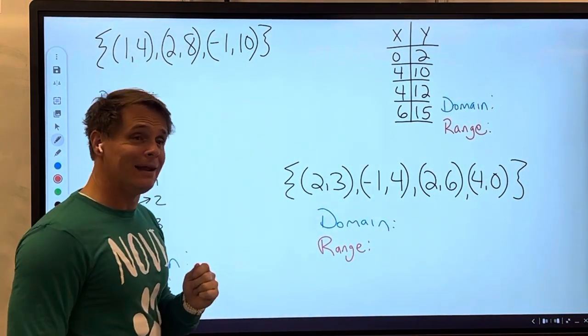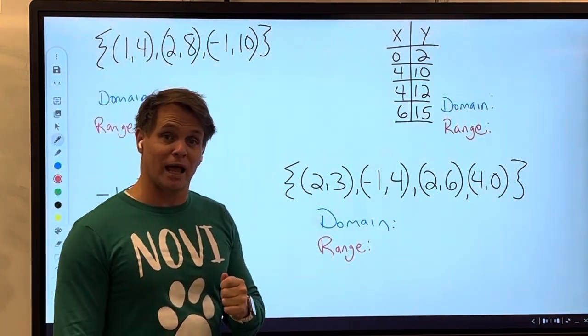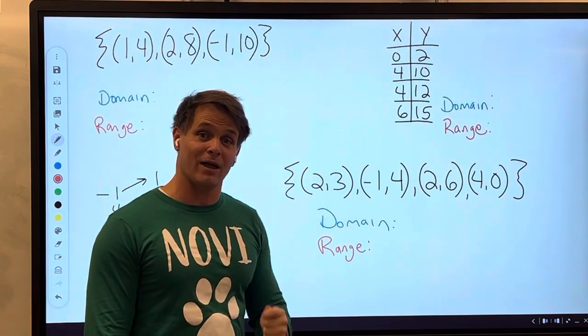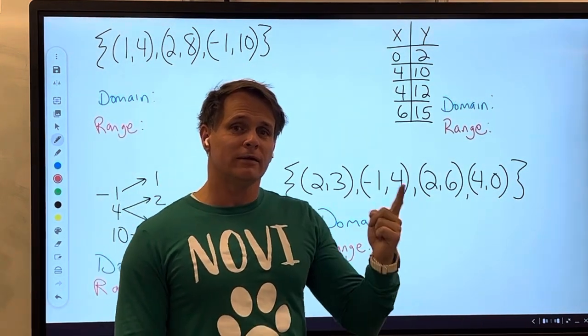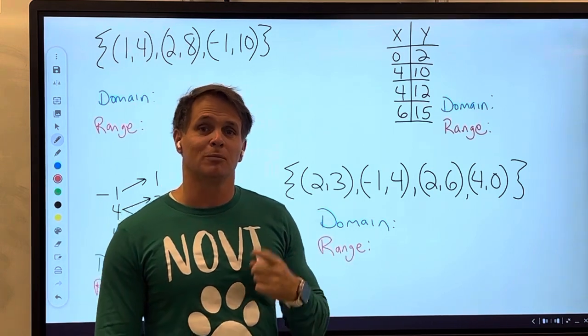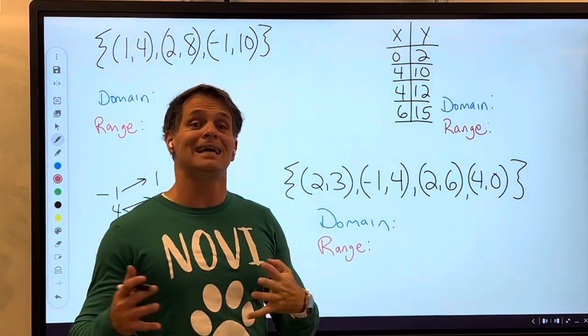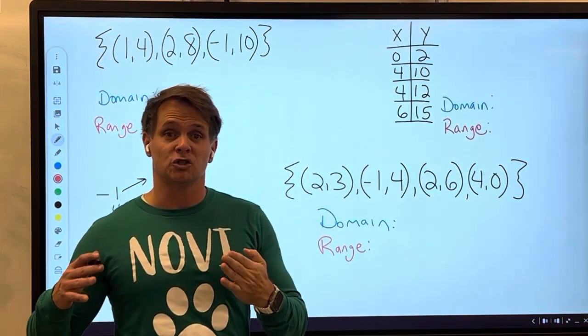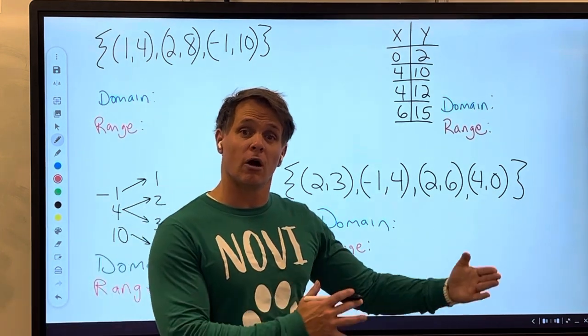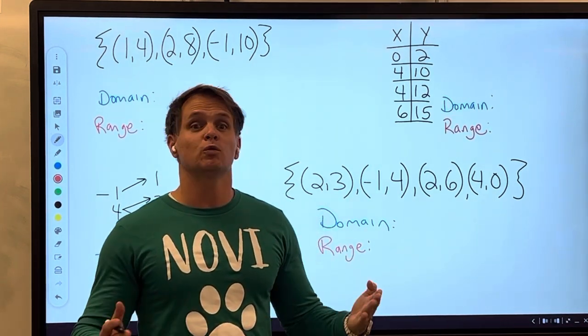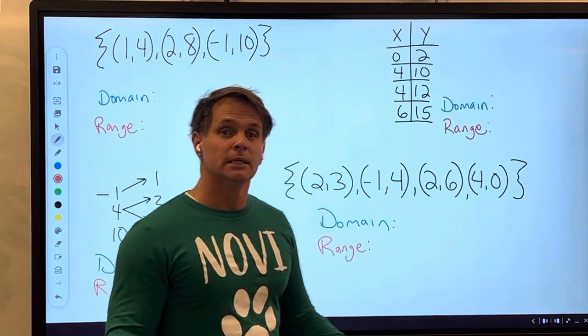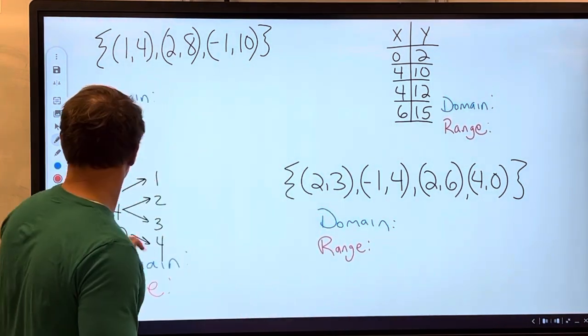Now the domain is the x values and the range is a list of the y values. Now when you write the domain and when you write the range, it's important that you write them in ascending order. So you would write the smallest number first to the largest number, and you wouldn't write the same number twice. So let's take a look at a couple examples.